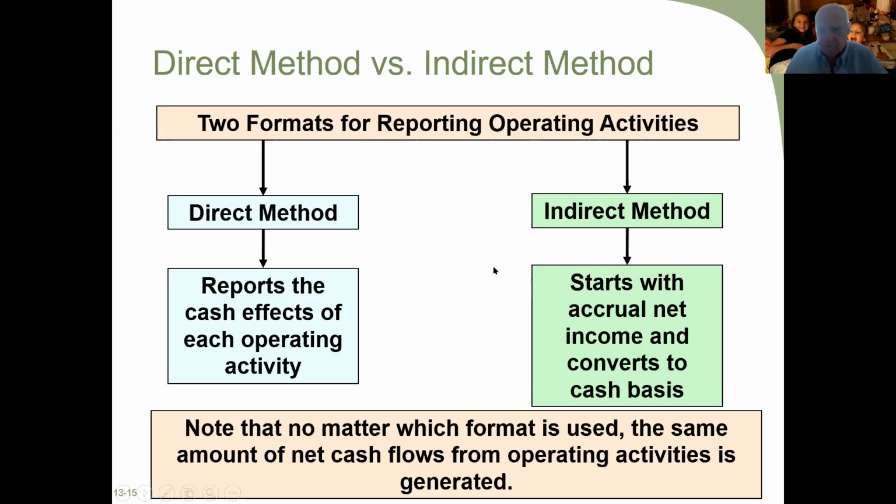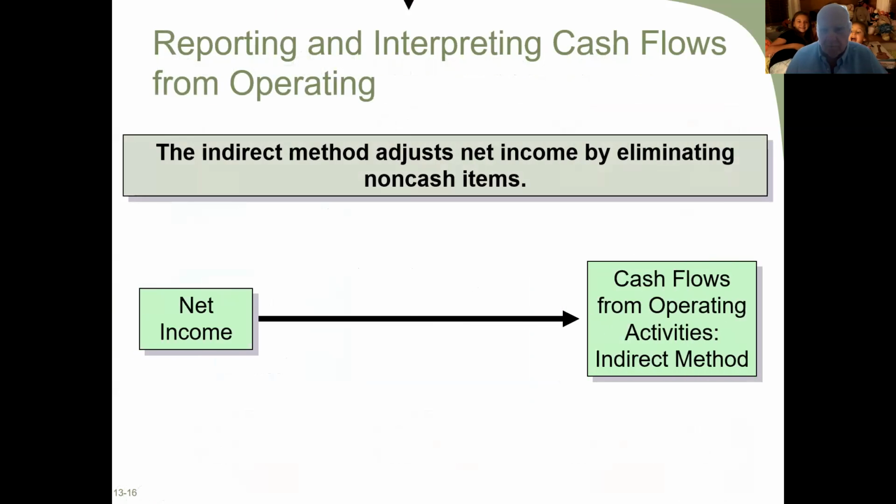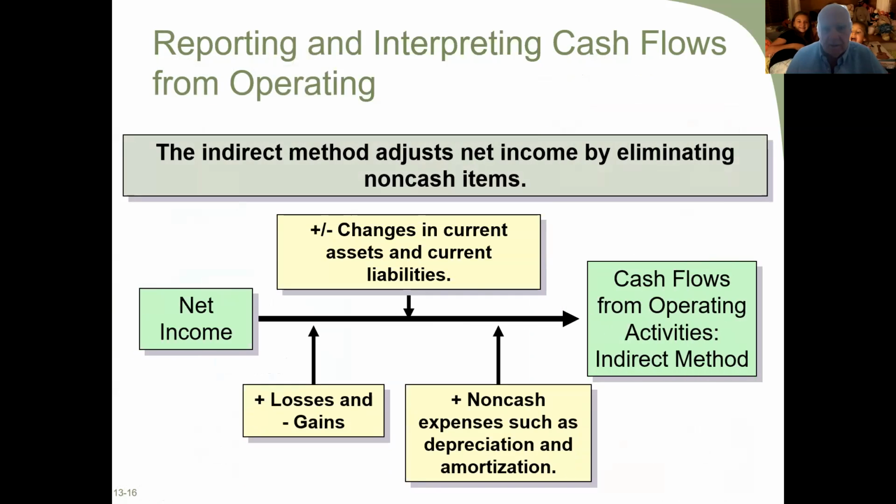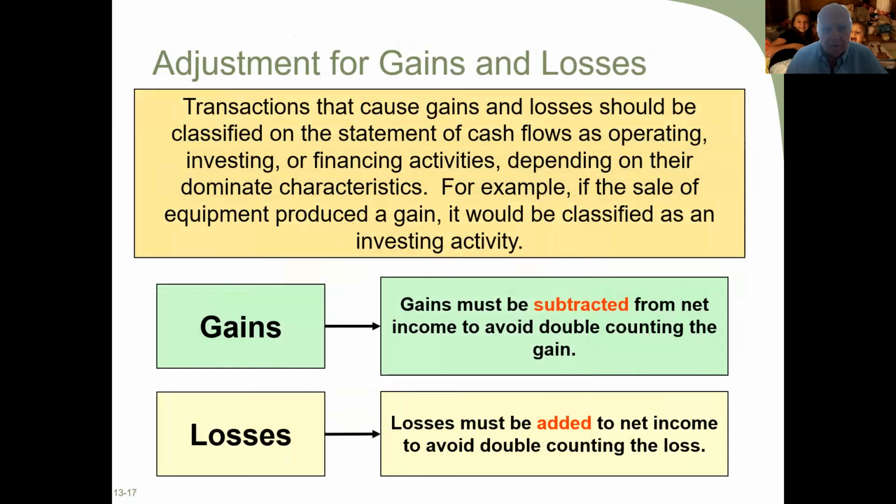And as we learned, we start with the accrual net income, and we convert it to cash by adding non-cash expenses. Any gains have to come out; a gain on the sale of a fixed asset has to be subtracted, or a loss added, for the reasons we mentioned earlier, plus and minus your changes in current assets and current operating liabilities.